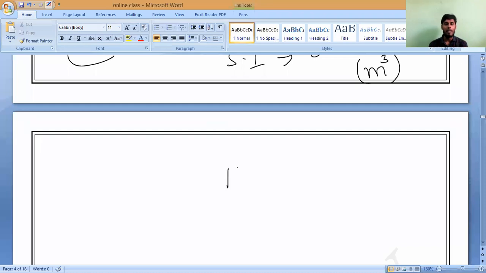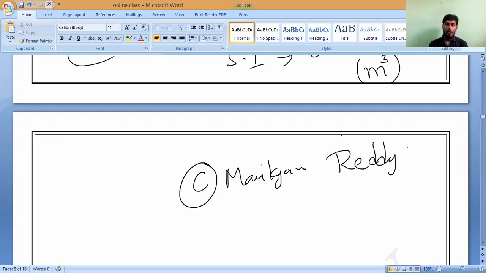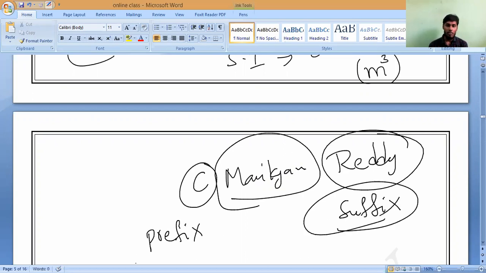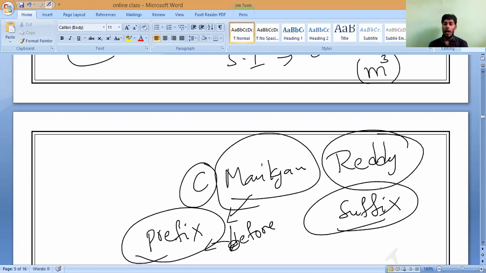Suppose my name is Manikyam. If I add something before, that is called a prefix. If I add after, then that is called a suffix. Correct or not? So this is called a prefix, and this is called a suffix. All of you remember that. Before something if you add, that is called a prefix, and after something you can add, that is called a suffix.